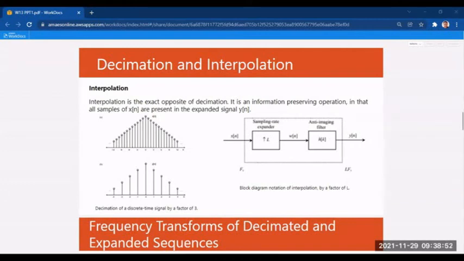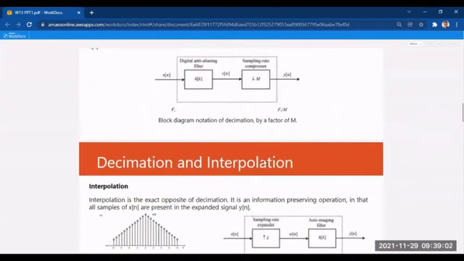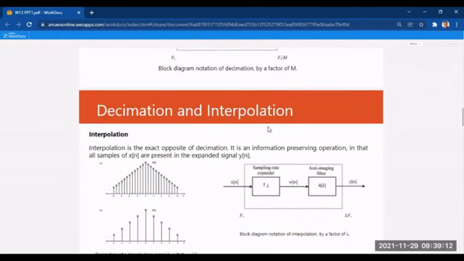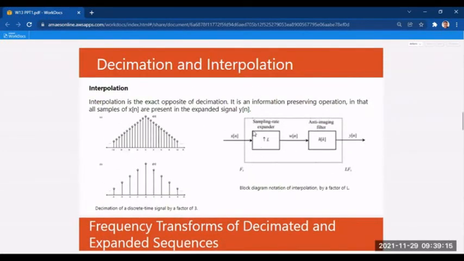So the block diagram, again, is this one. This is the opposite of decimation. In decimation, we have the anti-aliasing first, and then the sampling rate compressor, or the circuit that lowers the sampling rate. In the case of interpolation, we subject the signal first to the sampling rate expander, or the circuit that increases the sampling rate, and then we subject it to the anti-imaging filter.